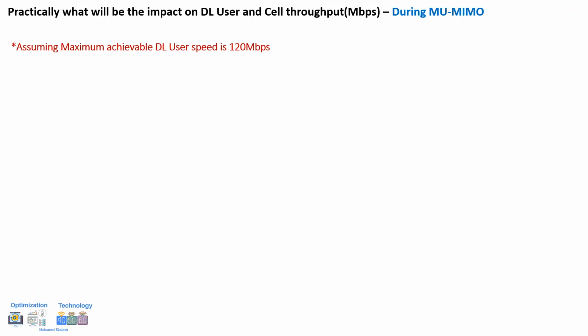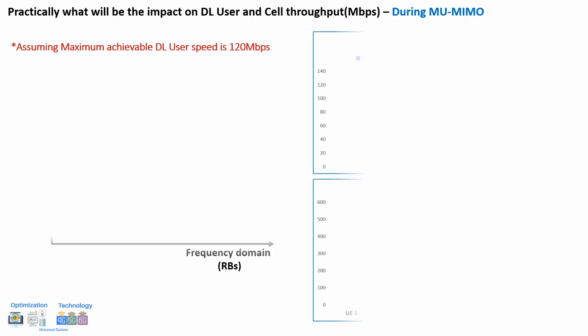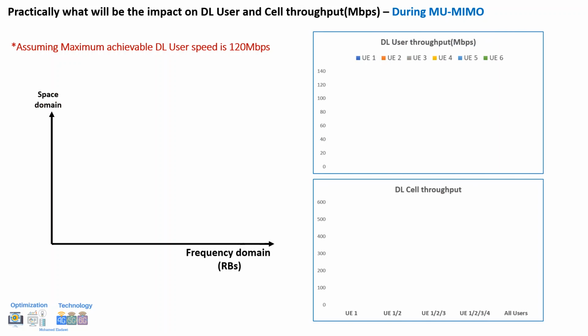Now, let us show the impact on DL user throughput and cell throughput during multi-user MIMO testing following the previous allocation example. The same can be verified from the field testing in your network.